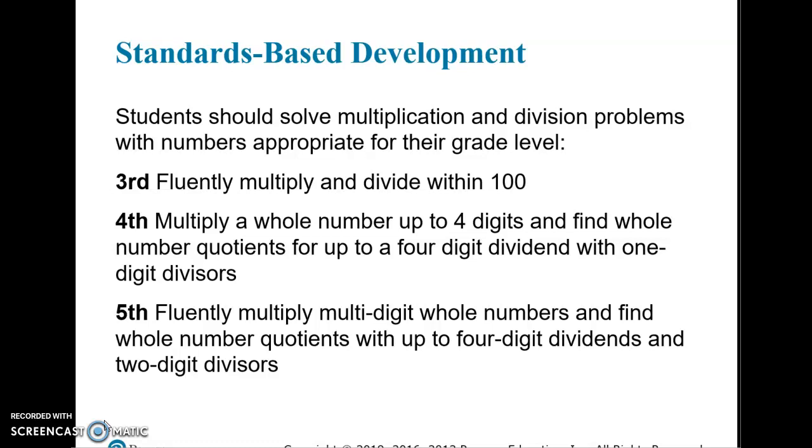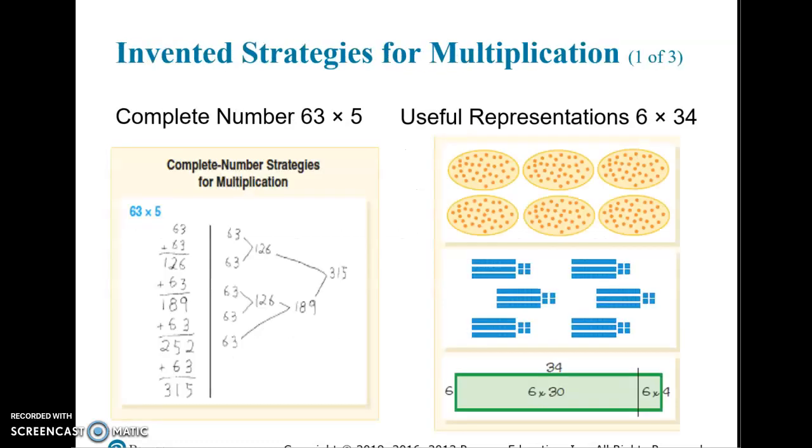and 2-digit divisors. Useful representations to determine how many oranges 6 classes need. If there are 34 students in each class, students can model 6 sets of 34. If the problem is about a rectangle's area, 6 by 34, then use some form of array.